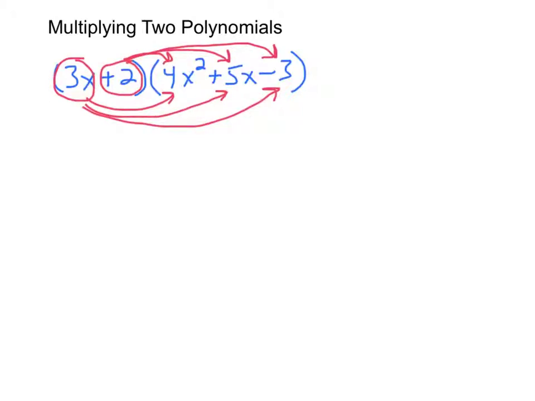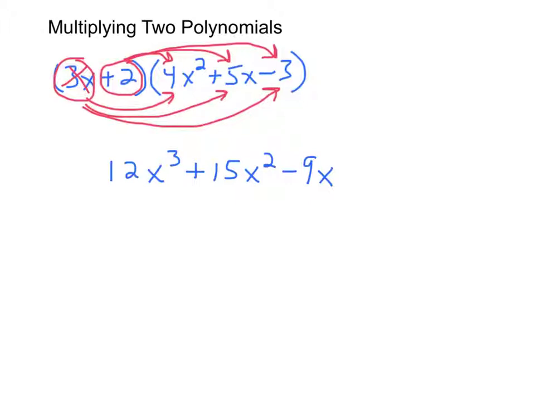So when we actually do this, we'll have 3x times 4x squared, that's 12x cubed. And then 3x times 5x is plus 15x squared. And then 3x times a negative 3 is minus 9x. And now we're really done with that first one, and we move on to the second one.